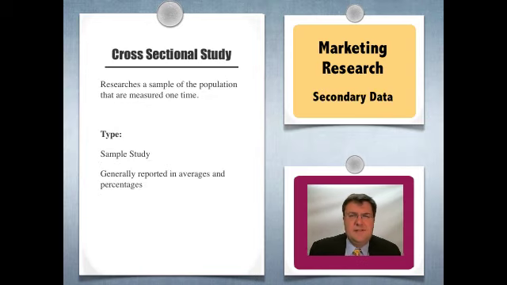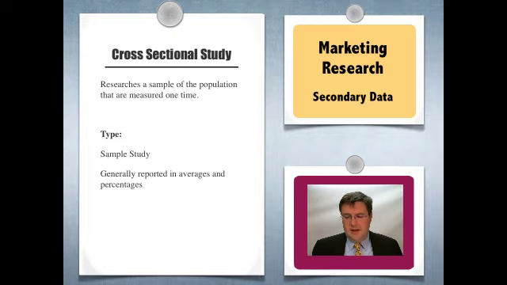And so we look at the two different types of studies. First one we'll look at is the cross-sectional study. For the cross-sectional study, that basically means we have a sample of the population that we're going to research one time. We're going to send them a survey. This is the only survey they're necessarily going to get or that we're going to track from them. Generally we call that a sample study. A lot of times those studies are going to be reported in averages and or percentages. We might say, okay, 58% of people who responded to the study liked the teaching habits of this teacher.